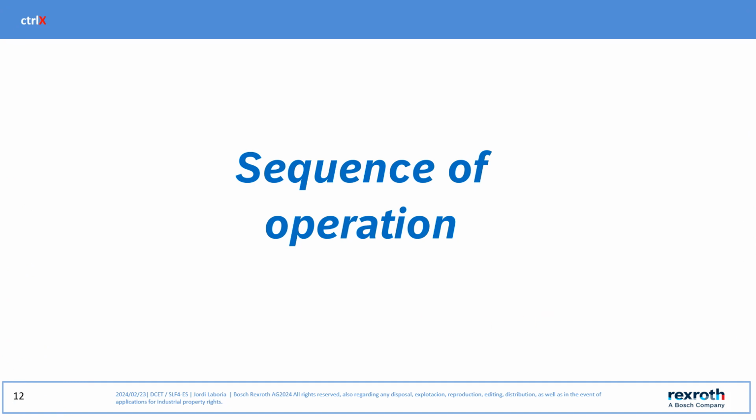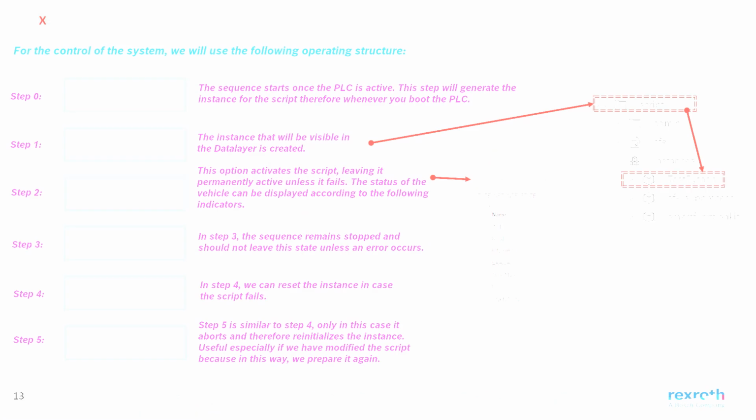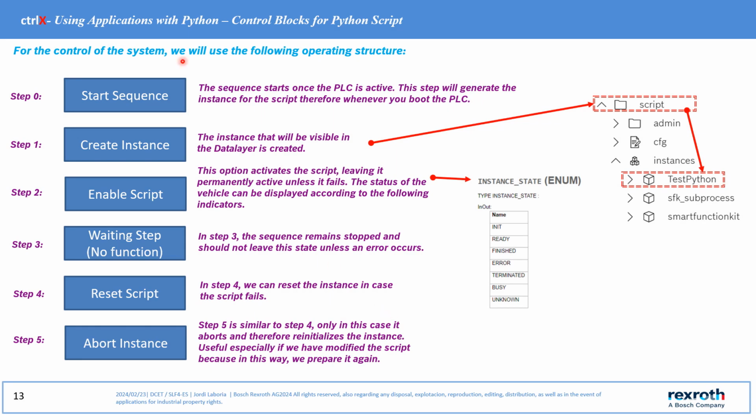Sequence of operation. Although the system is created as a sequence, some of the steps are free. The sequence has 5 steps. Step 0 is the initialization that starts the sequence of steps.